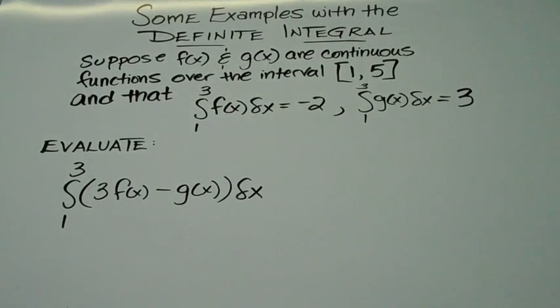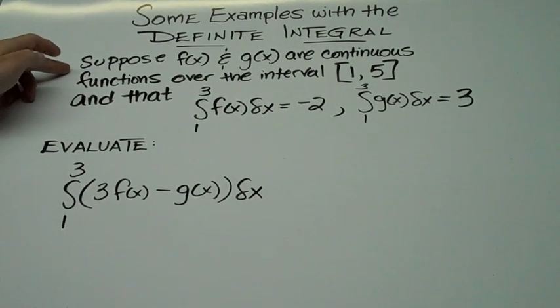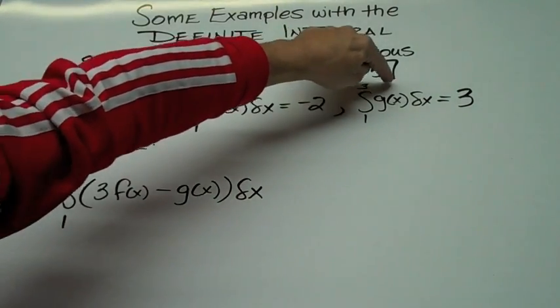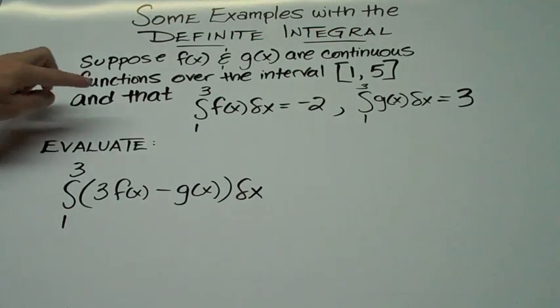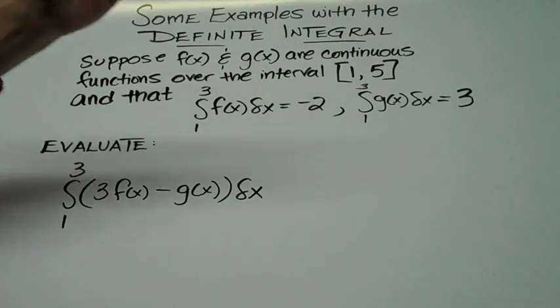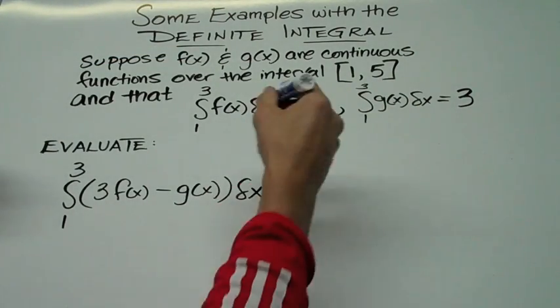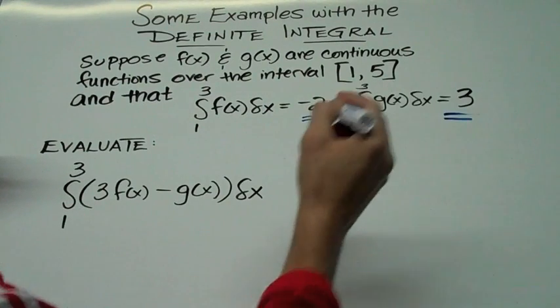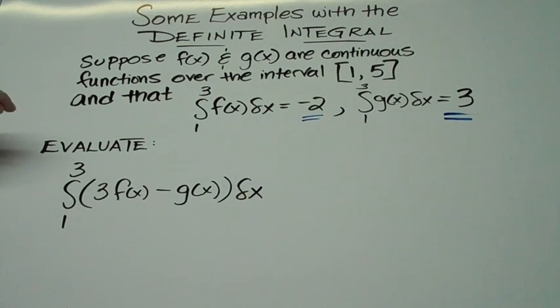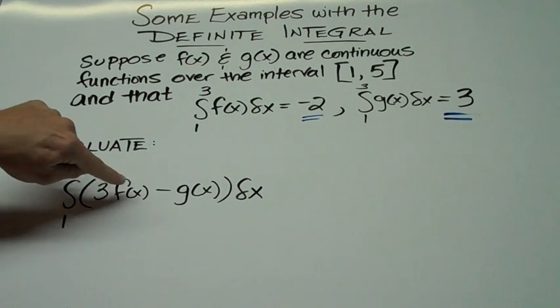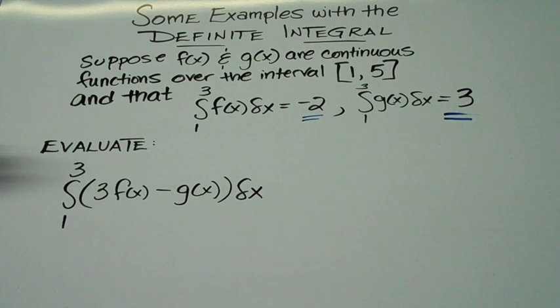When evaluating the definite integral, here's a third type of problem you may come across. Suppose that f of x and g of x are continuous functions over the interval from x equals 1 to x equals 5, and that the integral from 1 to 3 of f of x dx is -2, and the integral from 1 to 3 of g of x dx is equal to 3. They've given us the area under the curve for each of those functions. Evaluate the integral from 1 to 3 of 3 f of x minus g of x dx.